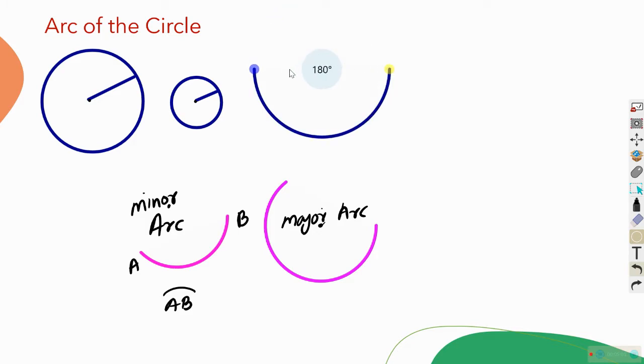Okay, this can be a half circle. So half circle can be named as semicircular arc. Why not? It is semicircular. Semicircular arc. Okay, my dear students, this is one thing you should understand related to terminology related to arc of a circle.